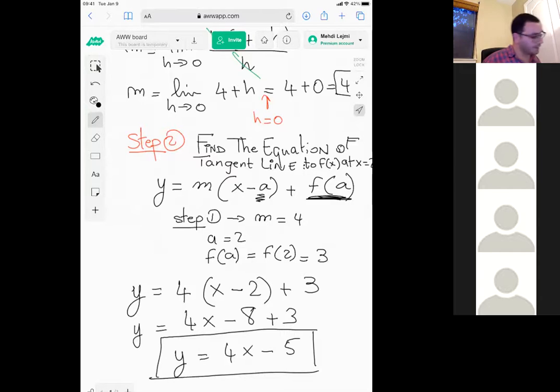Anyway, so that's for the equation of the tangent line. So here's an exercise, guys. Unless there's a question, or is there any question?